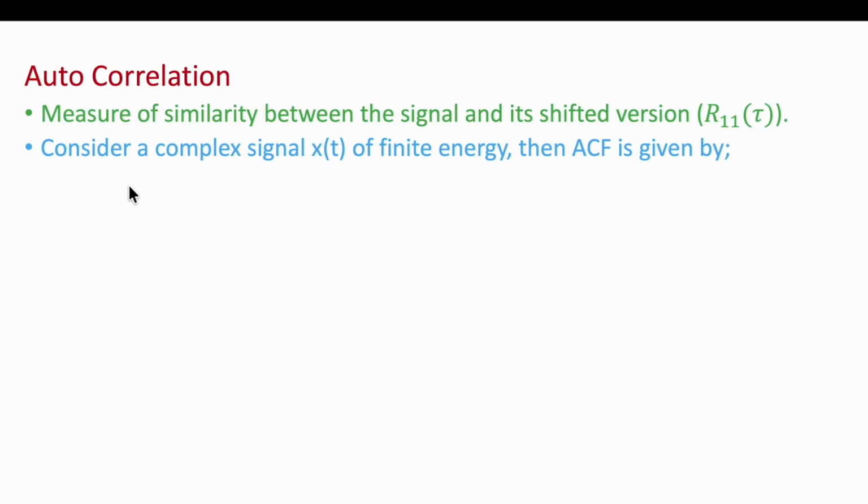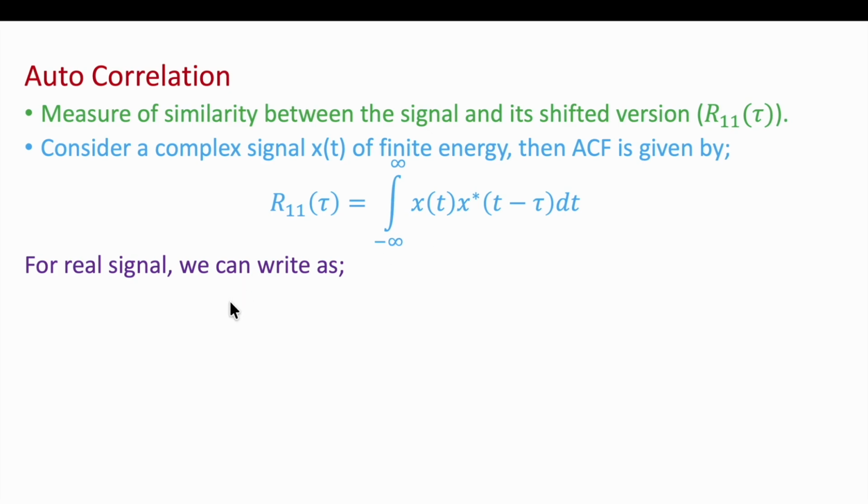If you consider a complex signal x(t) of finite energy, then the autocorrelation function is given by this equation: R11(tau) equals the integral, where the upper limit is infinity and the lower limit is -infinity, of x(t) multiplied by the complex conjugate of x(t minus tau), which is the shifted version of the signal itself. For a real signal, we can write R11(tau) equals the integral of x(t) multiplied by the shifted version of x with itself.